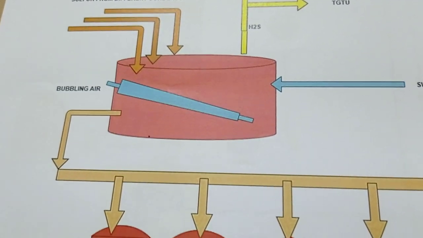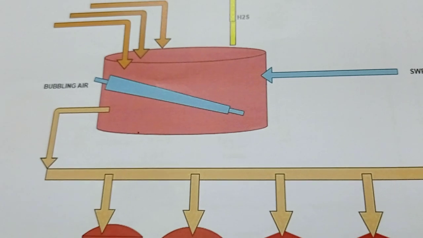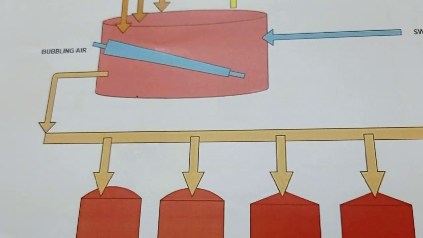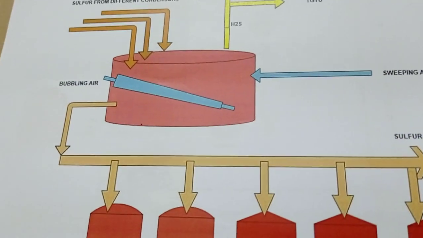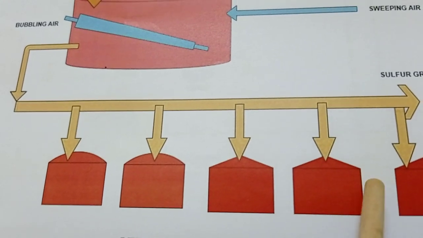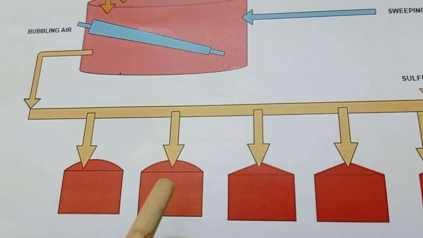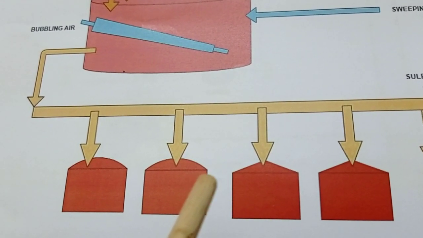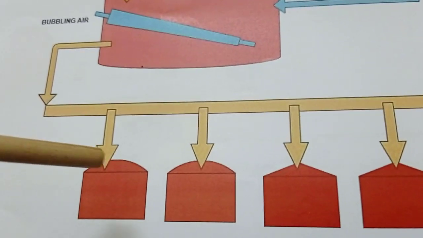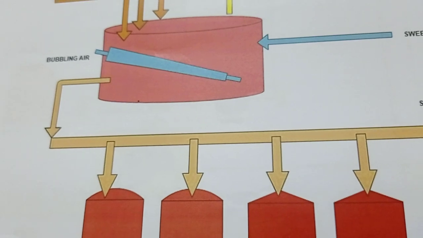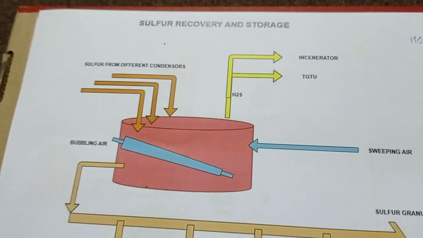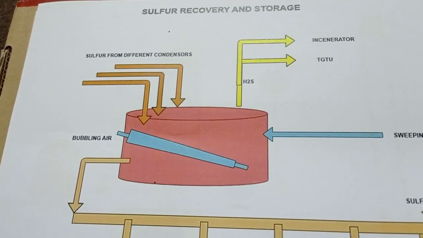it comes here and comes through the tanks, and this is called the sulfur collection pit. From here it goes for liquid storage, and from liquid storage there will be one tank. Most of the tanks go for liquid storage, some tanks go for granulation. So from this tank, sulfur is sent for granulation for solidifying the sulfur. So this will end the complete cycle of the sulfur recovery unit.